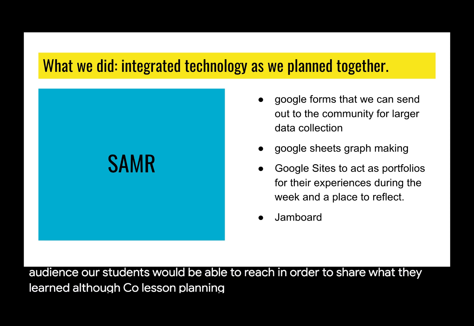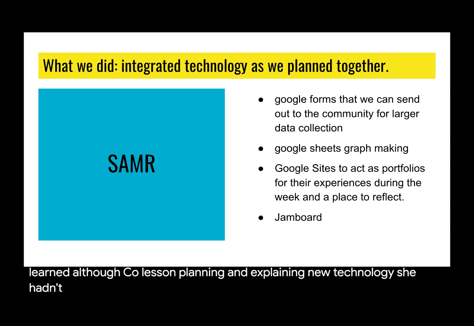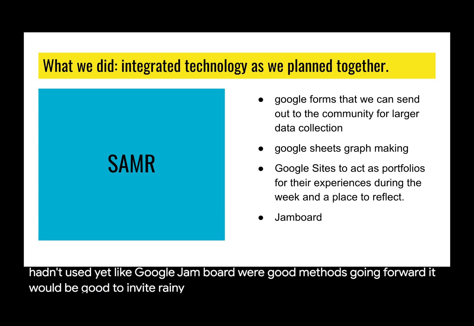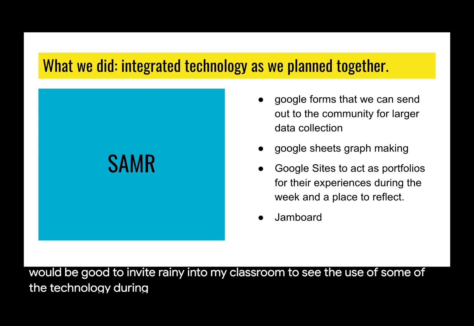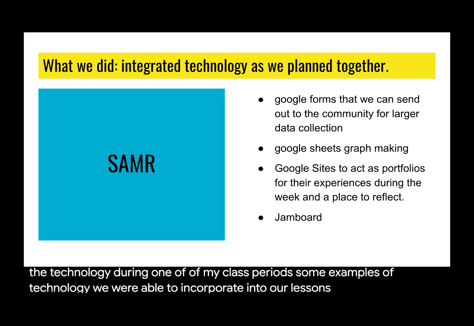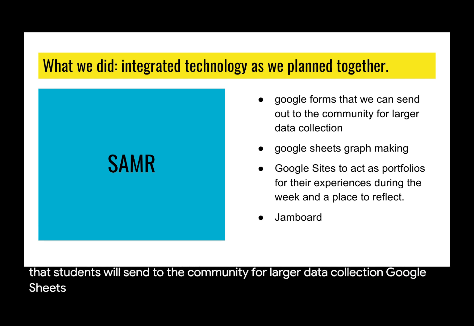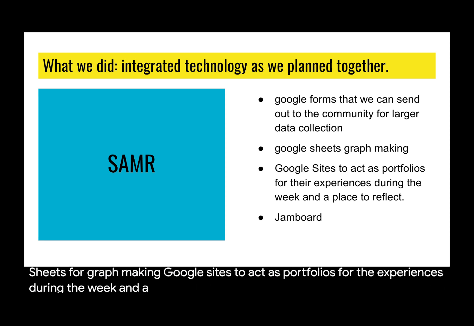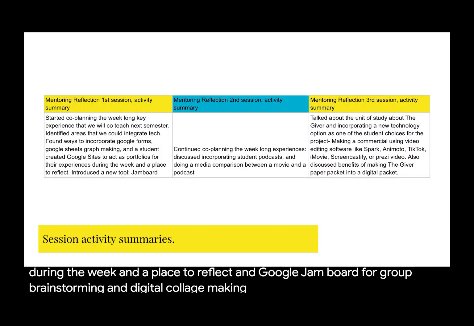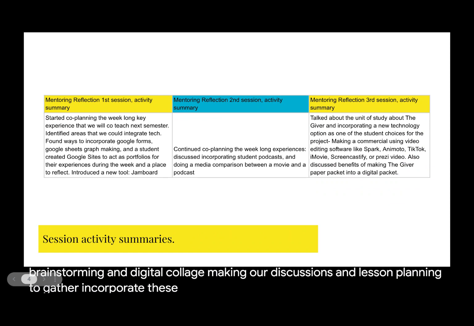Although co-lesson planning and explaining new technology she hadn't used yet, like Google Jamboard, were good methods, going forward, it would be good to invite Rainey into my classroom to see the use of some of the technology during one of my class periods. Some examples of technology we were able to incorporate into our lessons were Google Forms that students will send to the community for larger data collection, Google Sheets for graph making, Google Sites to act as portfolios for the experiences during the week and a place to reflect, and Google Jamboard for group brainstorming and digital collage making.